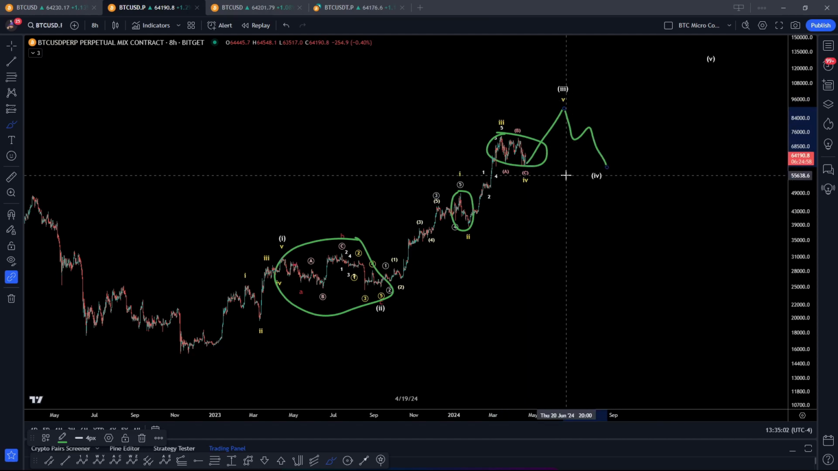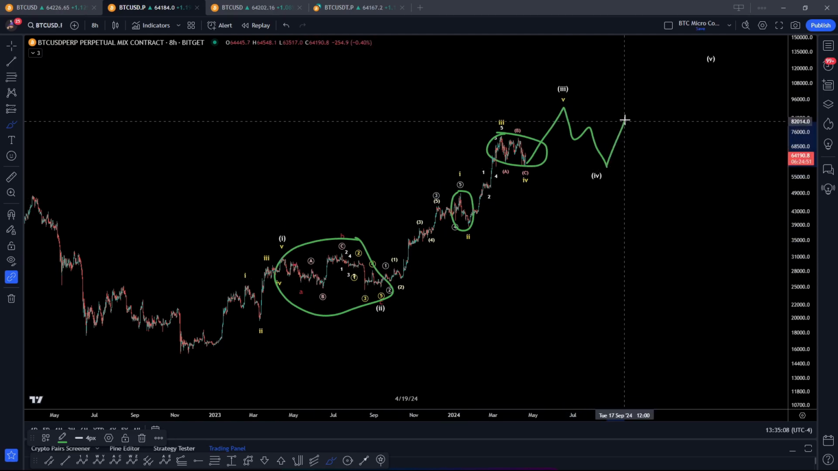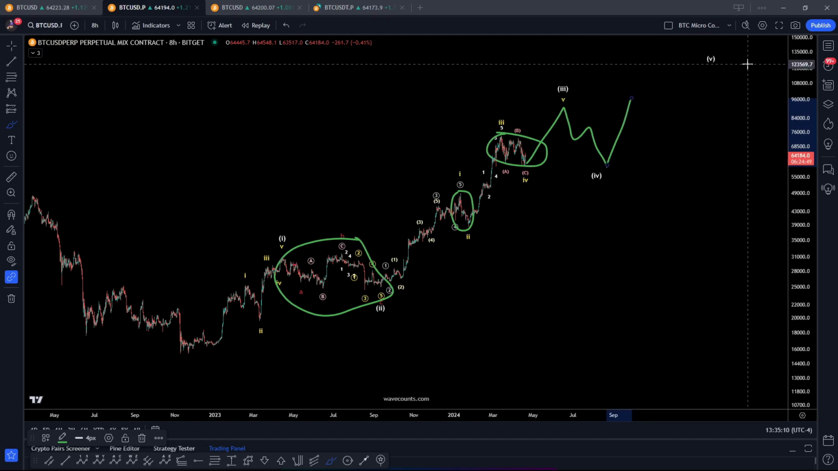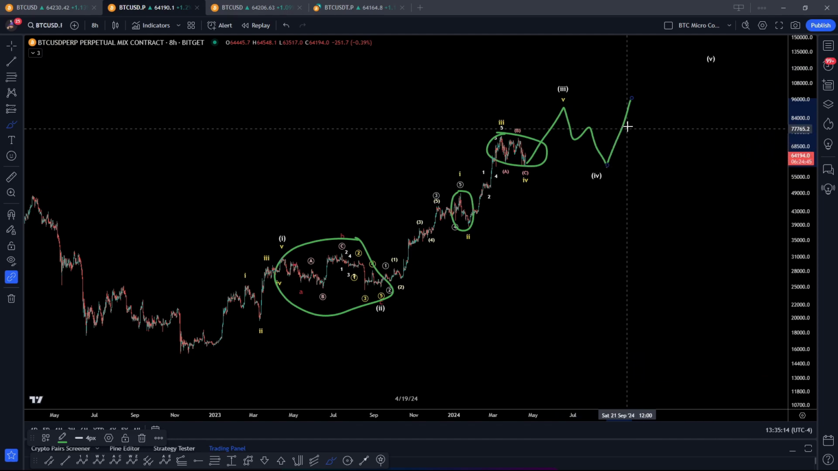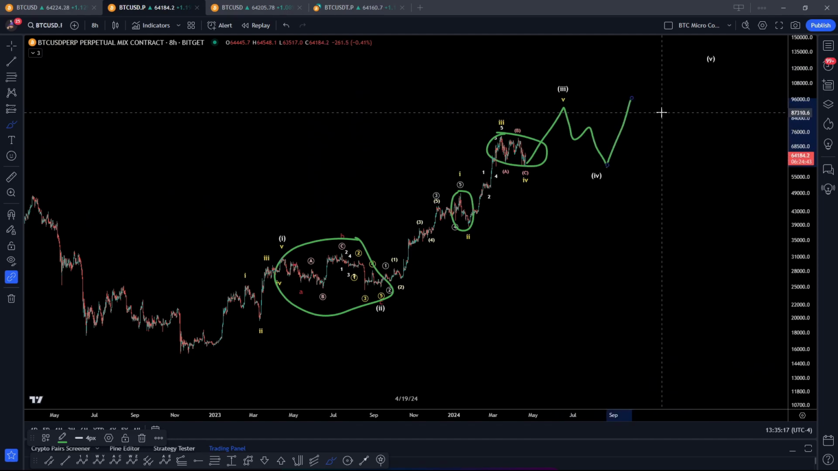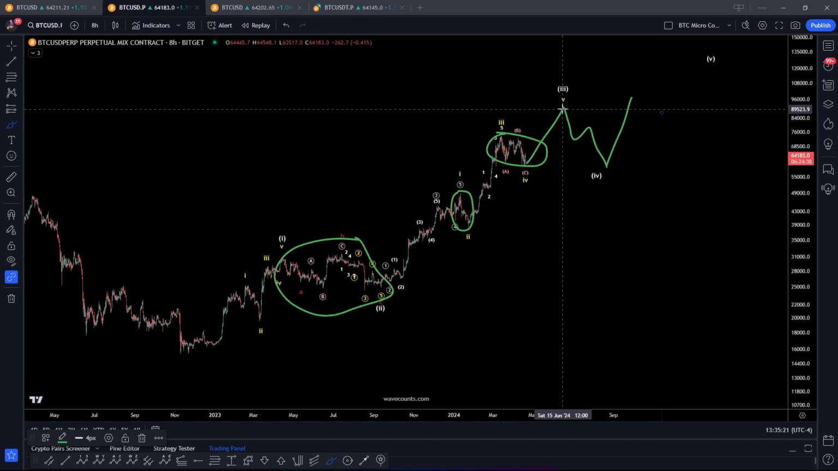Zigzag, zigzag family for a 4th wave to alternate with the 2nd wave before your 5th and final wave, which can be an impulse or it could be a diagonal. Same goes for this one, which is presumed to be starting now. This can be a diagonal or an impulse.